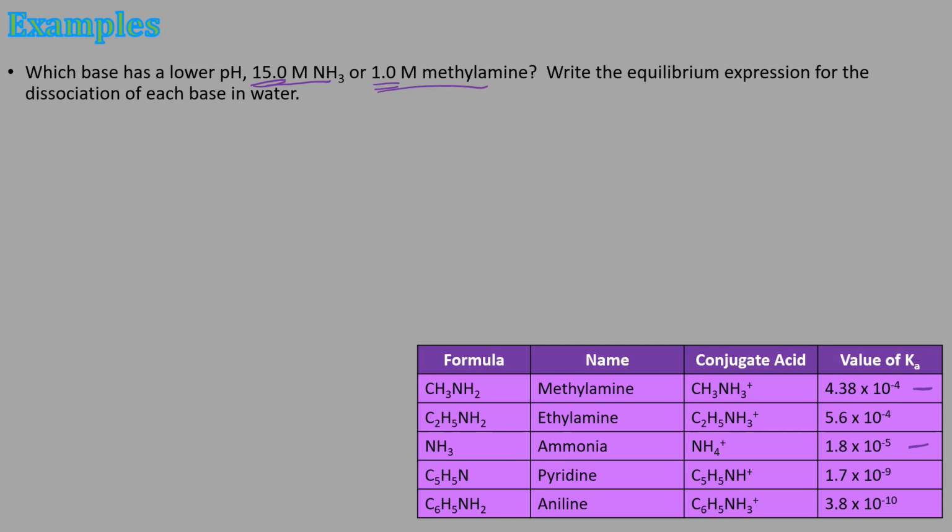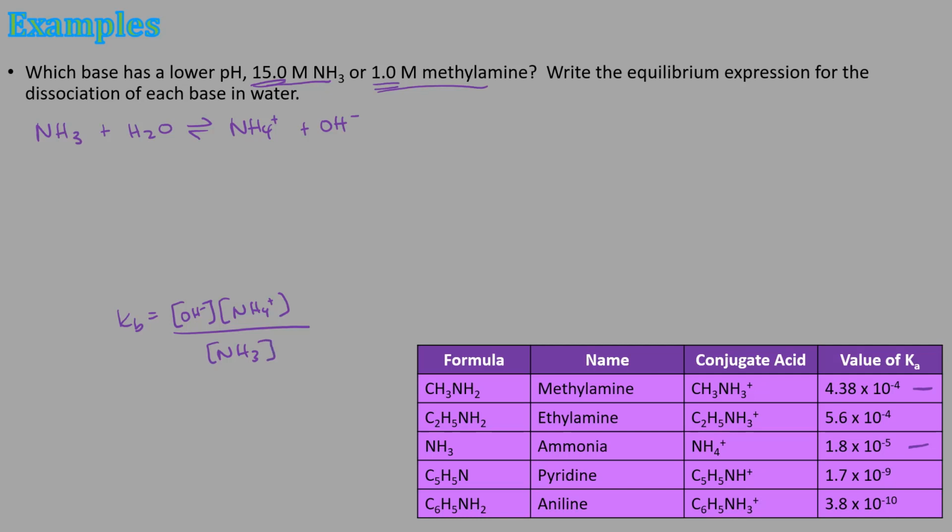So I'm going to write the equilibrium expression for the dissociation of each of these bases in water. I'm going to do NH3 first. I have NH3 and I have to react it with water. It's in equilibrium, so I get ammonium and hydroxide. It's a base, so it should produce hydroxide, not hydronium. And my Kb for this is equal to hydroxide times ammonium divided by ammonia.